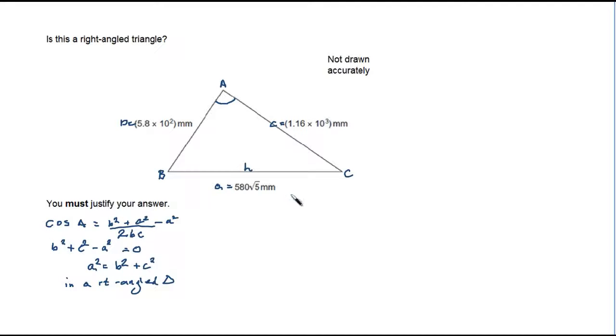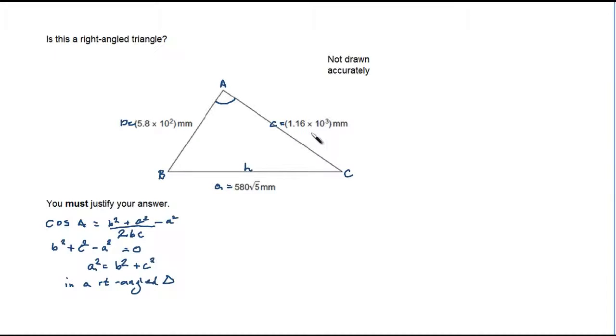So what we're going to do now is square these lengths here, and in other words we'll have to square 5.8 times 10 squared, 1.16 times 10 cubed, we'll have to square that, and 580 root 5. So here we've got a surd length, so a surd quantity. Now, one thing I can see straight away is that 5.8 and 580 are related.